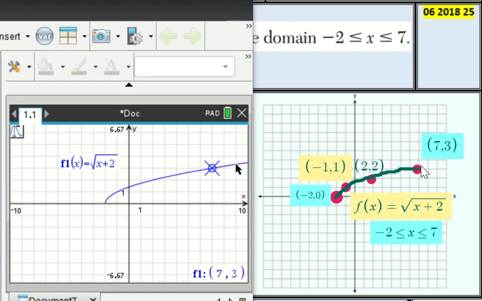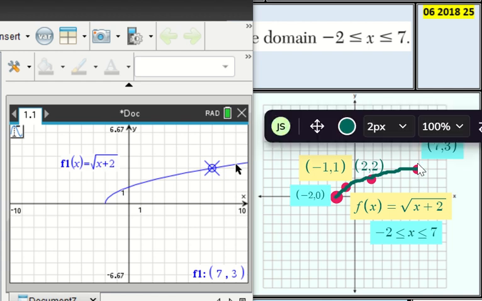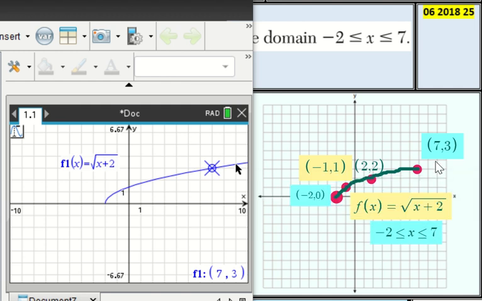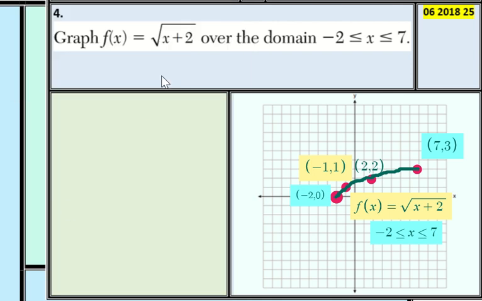If I were to extend this graph past 7, what I'm saying is I don't understand what this domain means. So by having a domain from -2 to 7, that's the only place where this graph can exist. And that's full credit for question number 4.